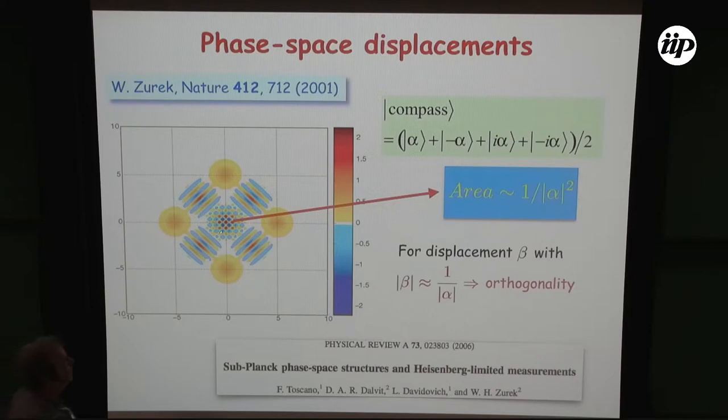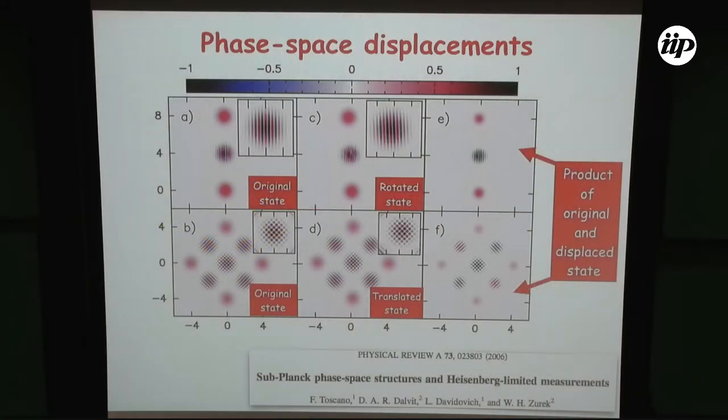Now, the method of actually using this kind of state to detect small displacement was discussed in this paper by Zurek, Fabrizio Toscano and Diego Davidovich, and there we proposed a method to measure this. Only very recently, these are typical time scales for experiments at Collège de France, 10 years after this, an experiment was done using these ideas and even changing them a little bit. This is in this paper.